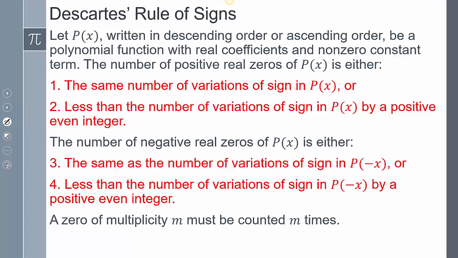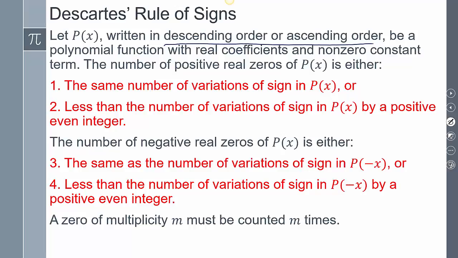Now this says let your polynomial p of x be written in descending order or ascending order. Now remember, descending or ascending order means you look at your exponents and they are counting down. So it's 5, 4, 3, 2, 1, or it's ascending, so it starts at the lowest, which is your constant, and you're counting up. Constant, something to x, x squared, x third, etc.